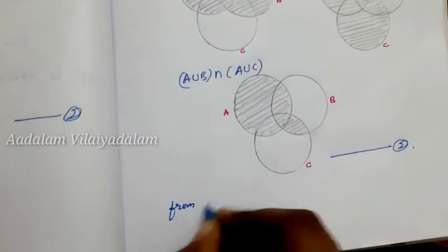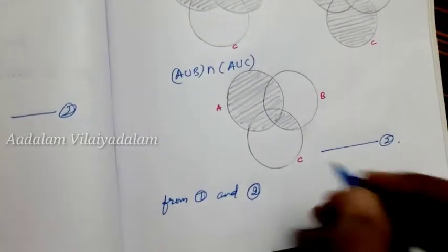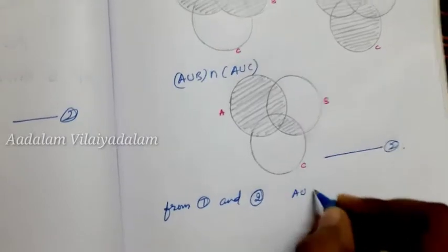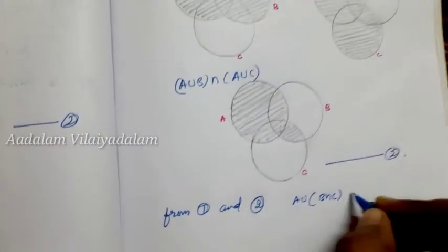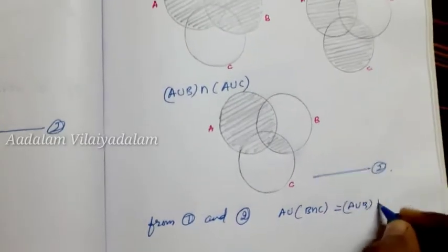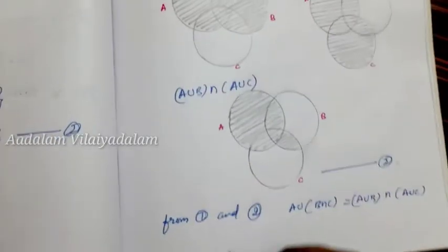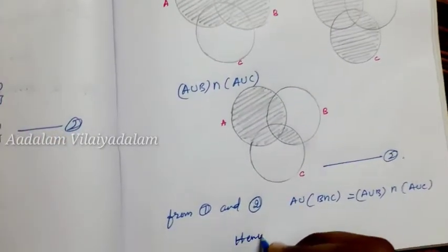So from 1 and 2 we can compare and write: A union B intersection C is equal to A union B intersection A union C. Hence proved. We could conclude that.